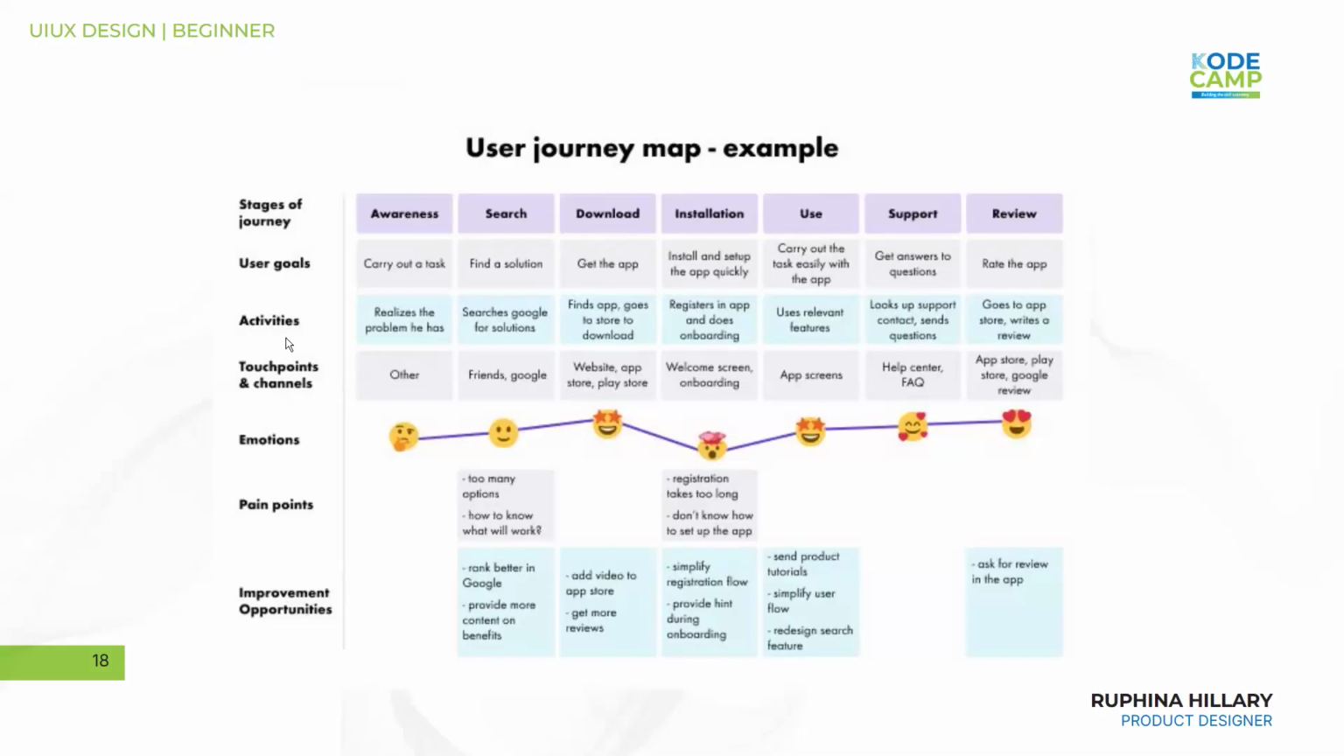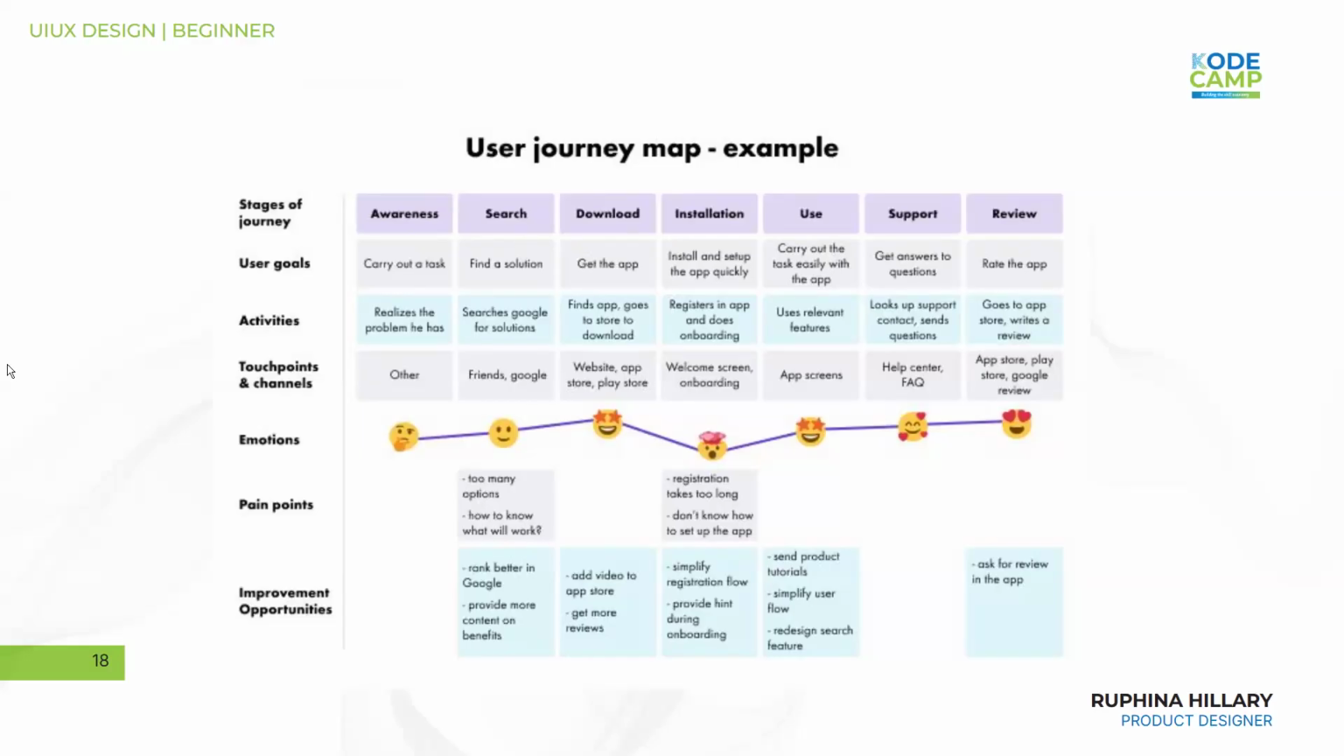So activities, or rather actions, here. For this user, the awareness stage is when they realize the problem that they have. So now they have realized they have a problem. Then they search Google for solutions. Download, they find the application and go to the store to download. Installation, they use the features, then they look up support in case they have questions and they review it.